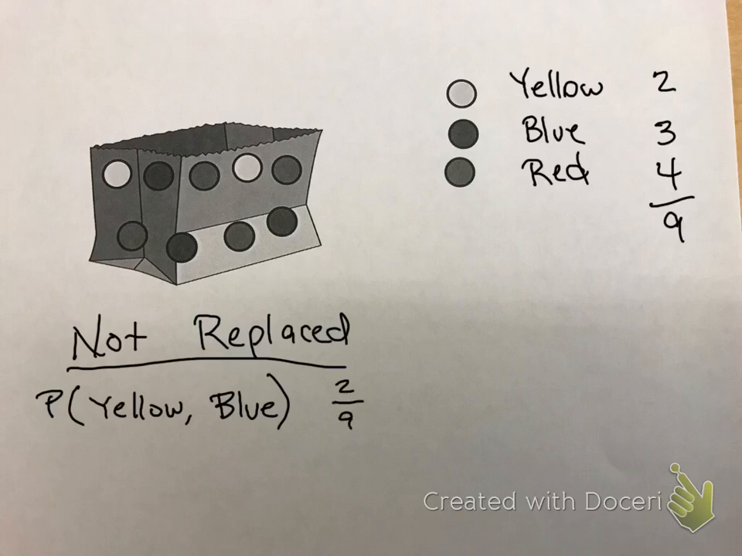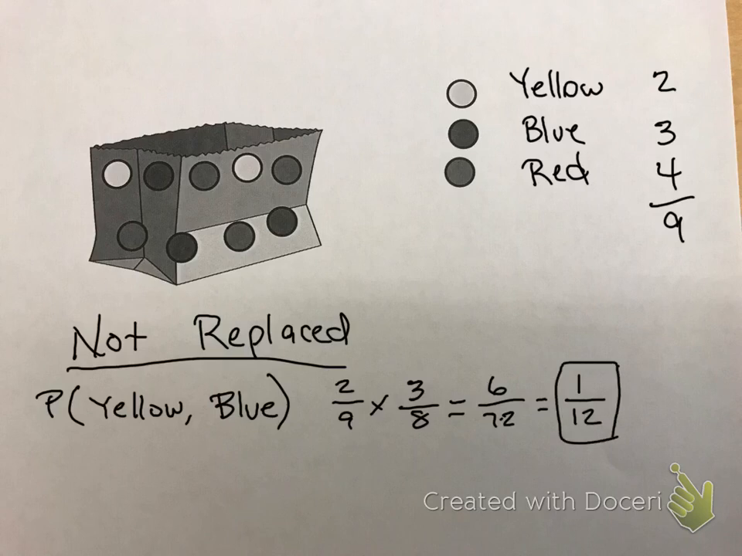Well, now that we've taken one of those yellows out, there's only 8 remaining in the bag, so that means our denominator has changed to 8 now. And of those 8 remaining, 3 of them are blue. So now we're multiplying 2/9 by 3/8. We wind up with 6/72, which simplifies to 1/12. So that's if we do not replace the marbles.